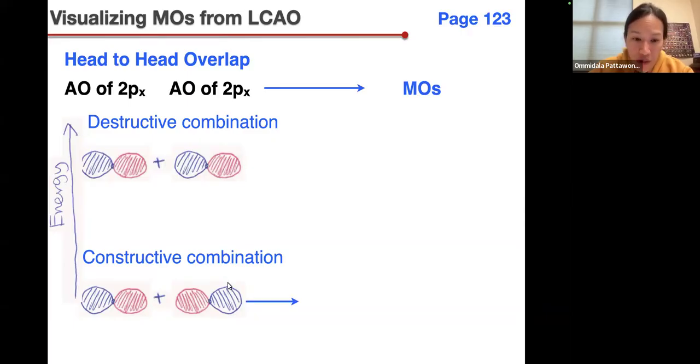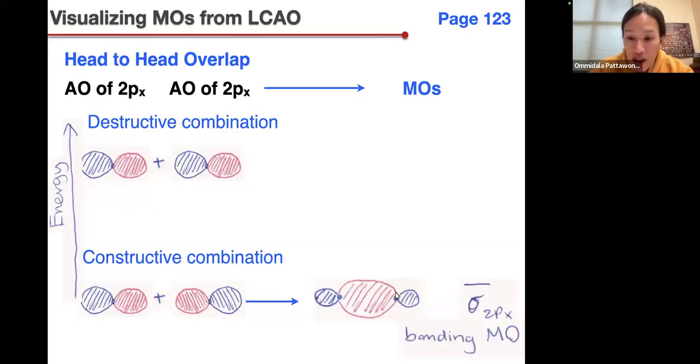What the constructive combination is going to yield is the same phase, so they are going to amplify each other. You're going to end up with a higher probability of finding an electron there. This is going to be the highest, so you pretty much amplify that region. Because it's still head-to-head overlap, this is what we call the sigma 2px bonding molecular orbital, because this is the sigma bond from head-to-head overlap.